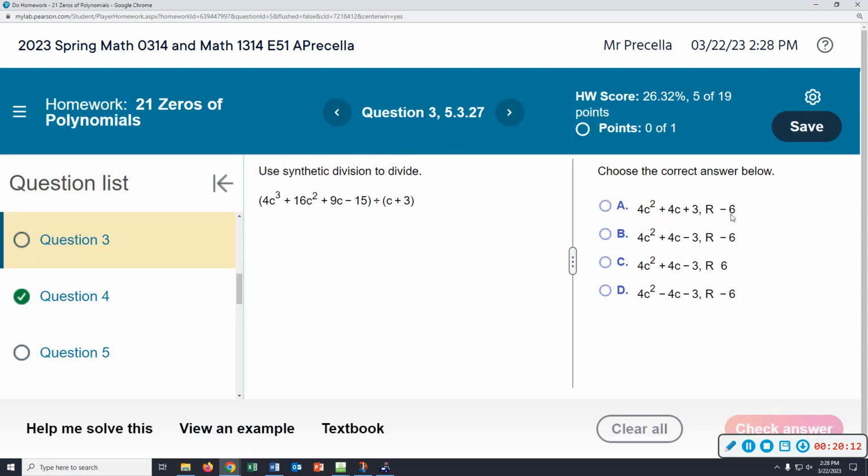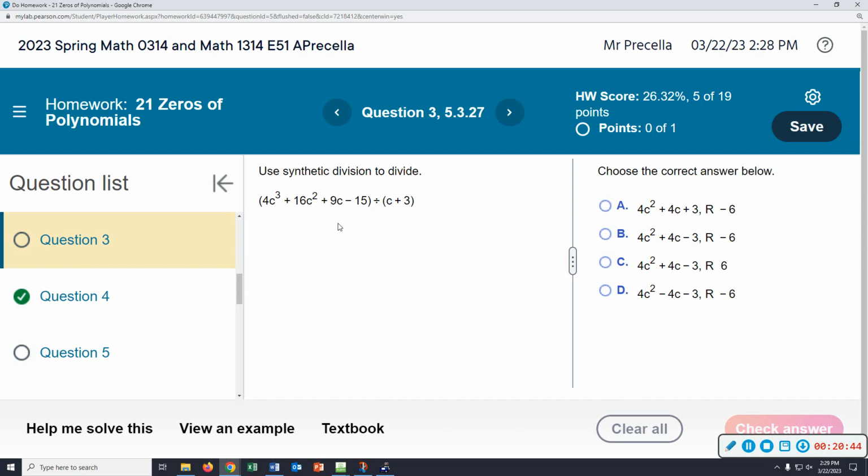Okay, got to type it in. And notice how they're writing the answers here, just R minus 6. I would have rather them have an equal sign, remainder equals, but for some reason they don't. It's interesting that the programmers are taking the easy route, R negative 6, rather than typing in plus remainder over divisor. But anyway, here goes.